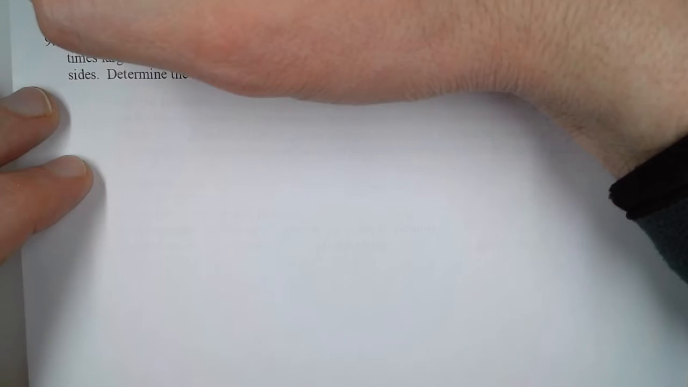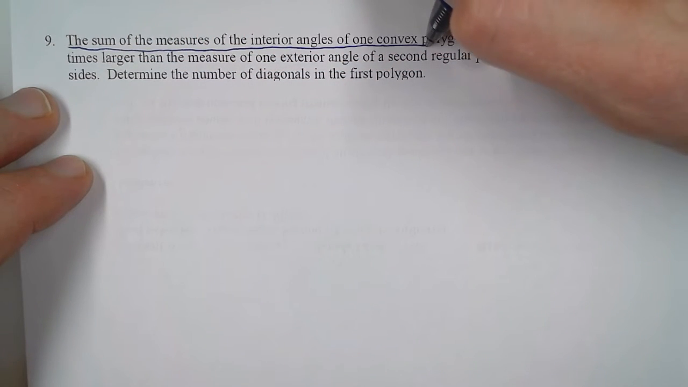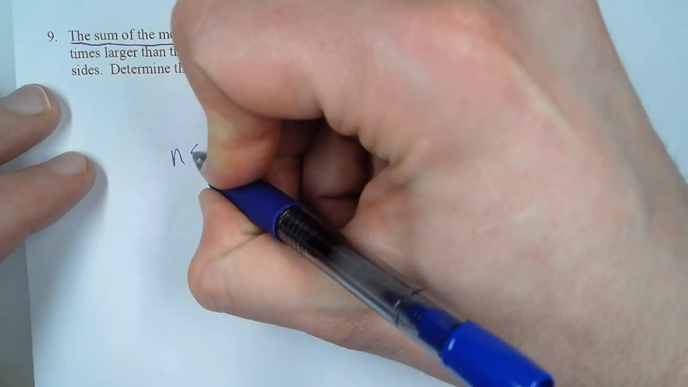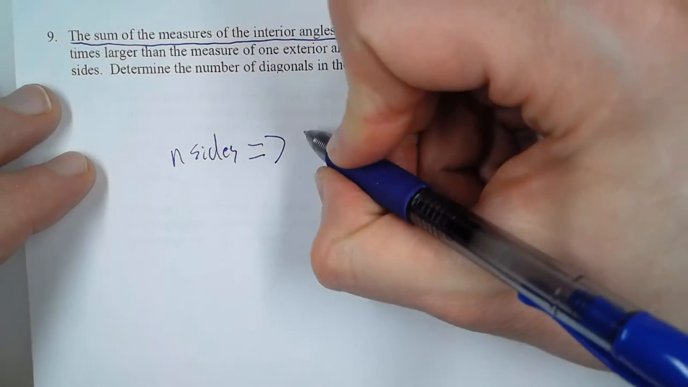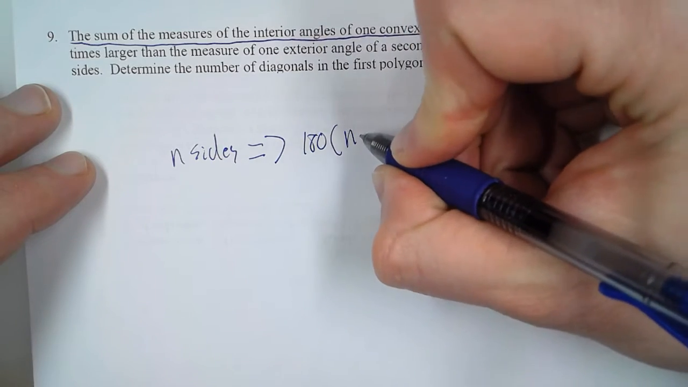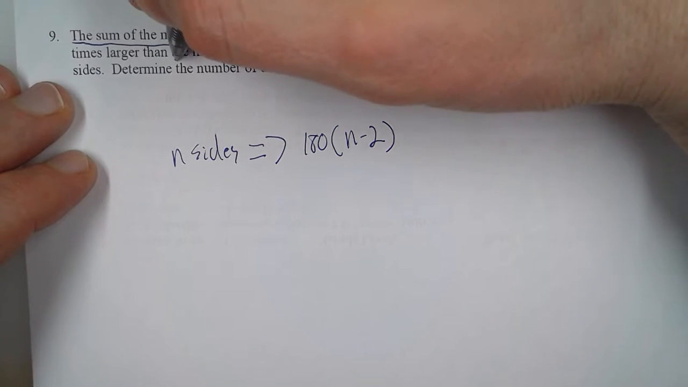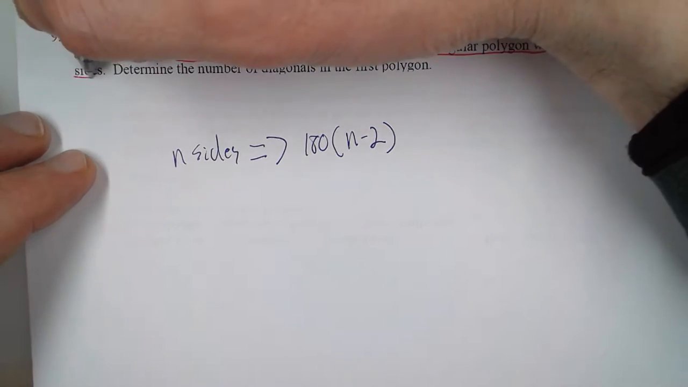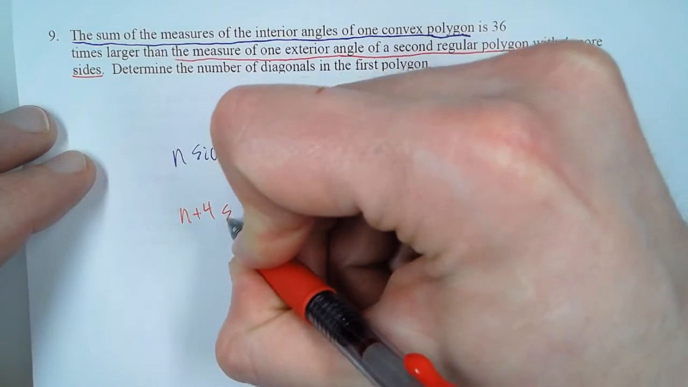So let's untangle this a little bit. Let's first talk about the sum of the measures of the interior angles of one convex polygon. Let's say that we've got n sides here. The rule is you take 180 times the number of sides minus 2. So that's this quantity right there. Now the second quantity is the measure of one exterior angle of a second regular polygon with 4 more sides. So this quantity is n plus 4 sides.